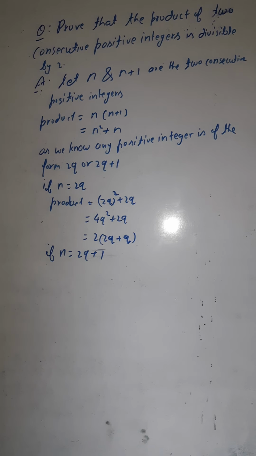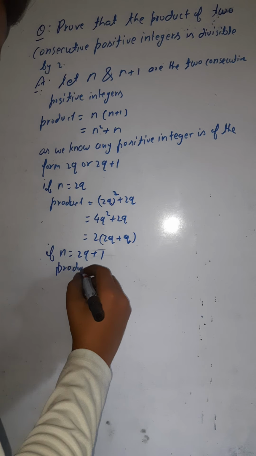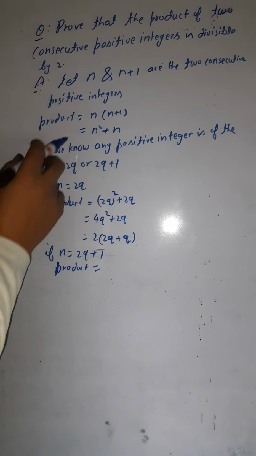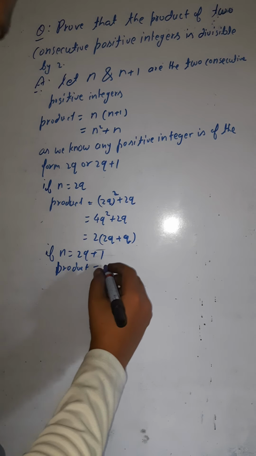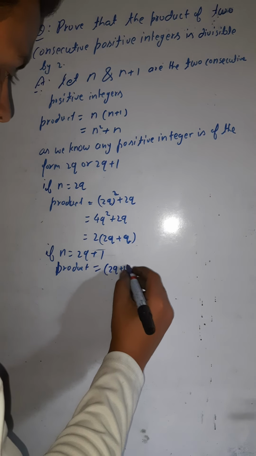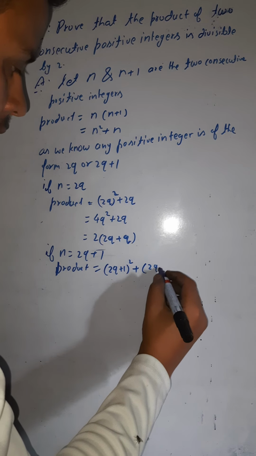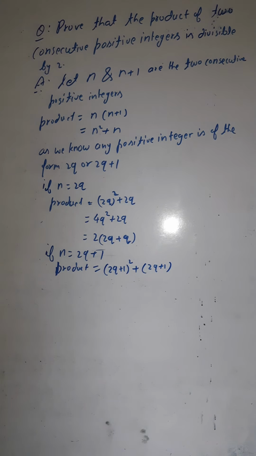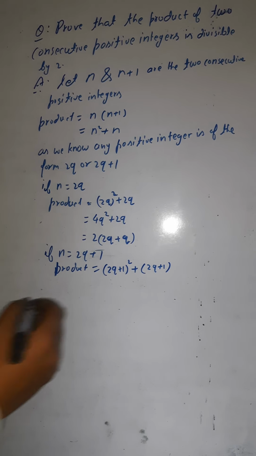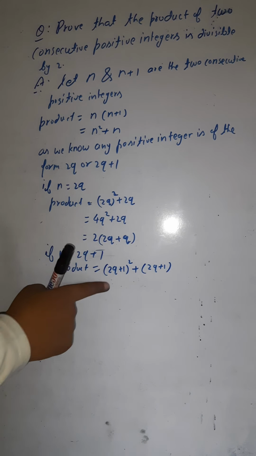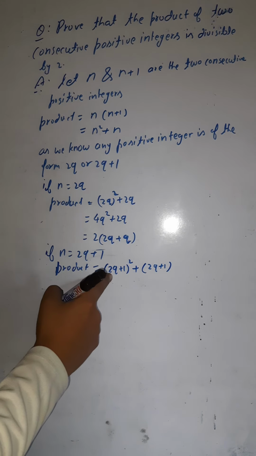If n is 2q plus 1, let's find out the product. What would be the product then? Product would be, now look here, n square plus n. So in place of n you have to put the value there 2q plus 1. So it would be 2q plus 1 whole square plus, in place of n again 2q plus 1. Are you getting this? Very good. Okay, now let's solve this. Whole square open, a plus b whole square would be a square plus b square plus 2ab. So a square is 2q square, square of 2q is 4q square.